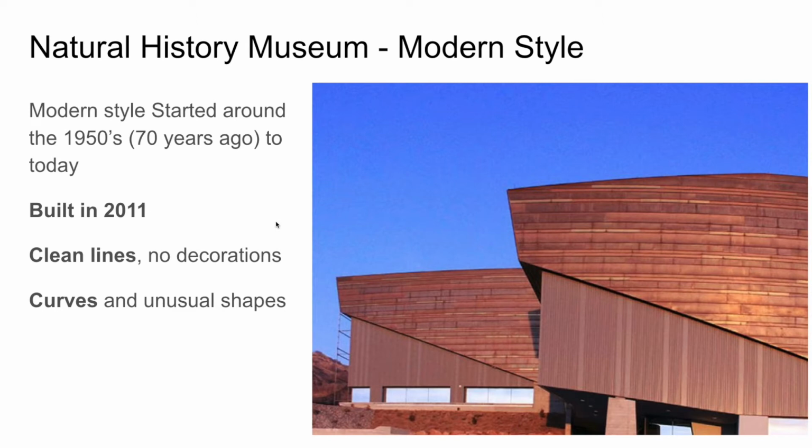Our Natural History Museum was built in 2011. And again, some ways that we can tell that it's modern is clean lines. Clean means not too decorated or fancy or frilly with too many details, kind of simple lines, and also curved lines that aren't straight. So lines that aren't going in any kind of straight way. And also just the uniqueness of the design is important to modernism.